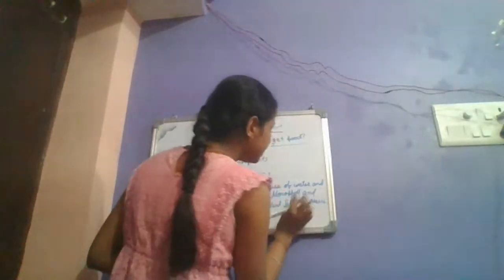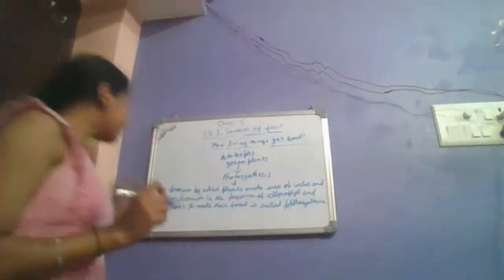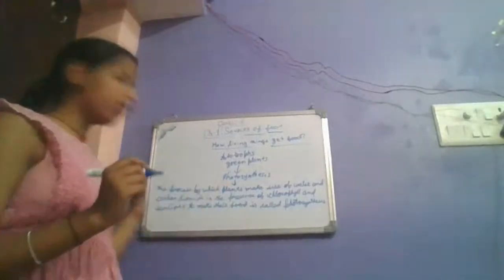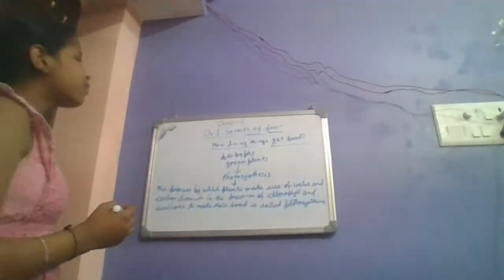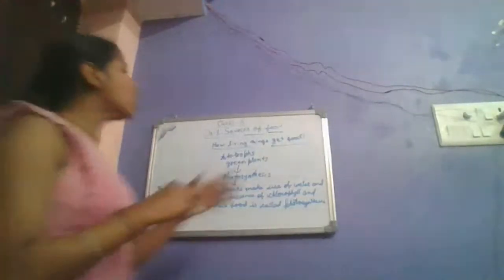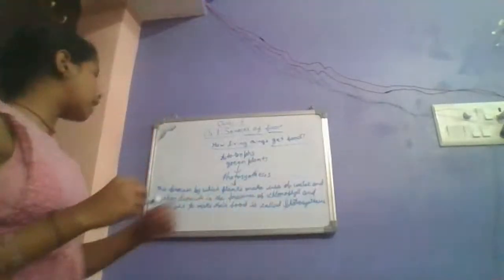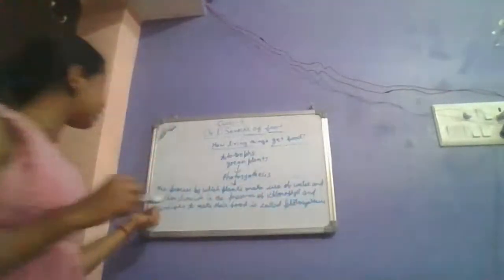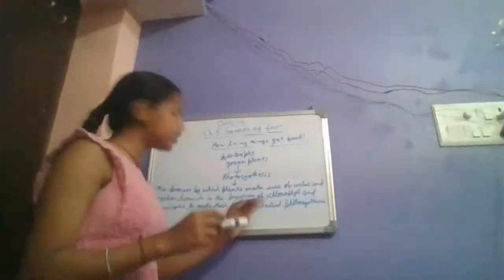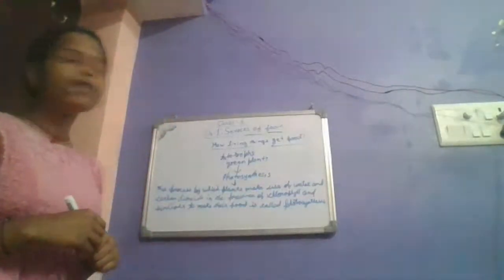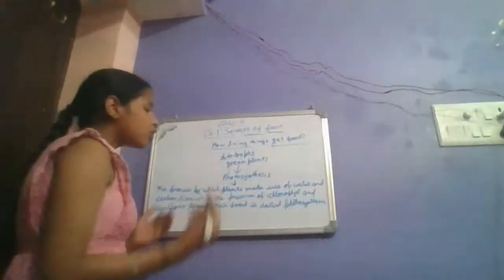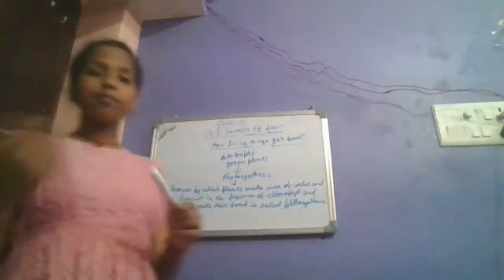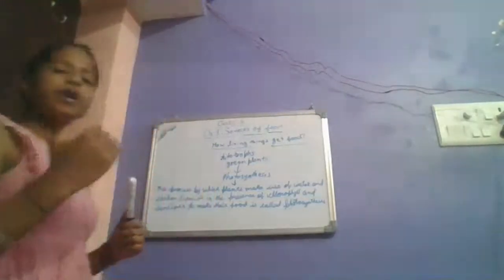So is that clear? Okay, so this is the definition of photosynthesis: the process by which plants make use of water and carbon dioxide in the presence of chlorophyll and sunlight to make their food is known as photosynthesis. So to learn it for your exam purpose, you can make one short equation and you can learn it.